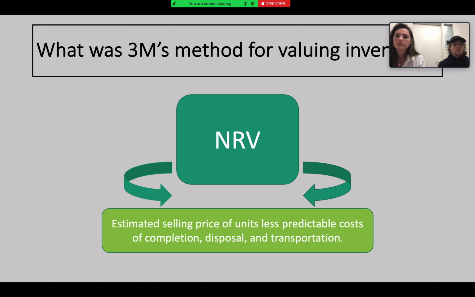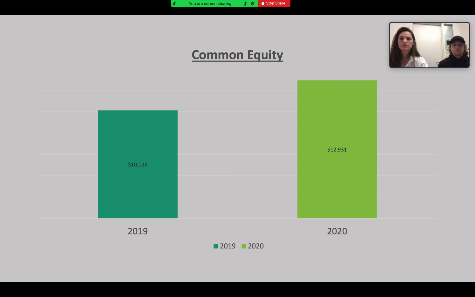3M currently uses the Net Realizable Value System, or NRV, to evaluate its inventory. This essentially means that it uses the fair selling price of units in inventory less the predicted cost of completion, disposal, and transportation. Of further note is that 3M uses the first in, first out basis for its inventory accounting.